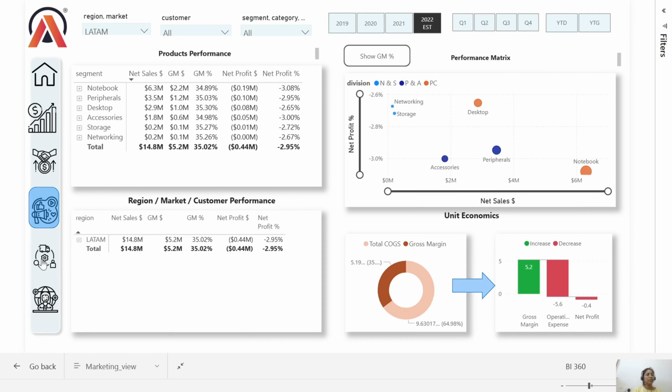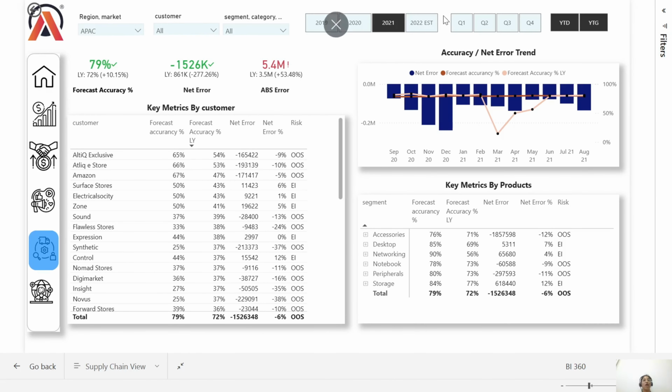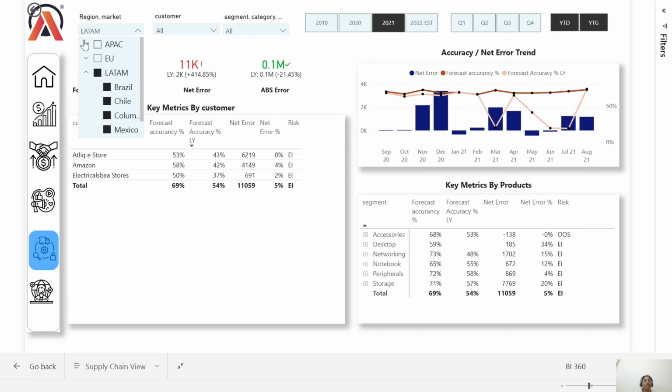Then moving into the supply chain view. Let's look at the supply chain and its insight analysis. This view helps the supply chain and the planning team understand how accurate the sales forecast data are compared to the actual sales. It highlights where errors occur so the team can improve further forecasting. Here I have included some filters based on region, market, customer segment, category, and fiscal year, along with the quarters and year to date. Now I am going to analyze the Latin America region, based on all their markets, in 2021.